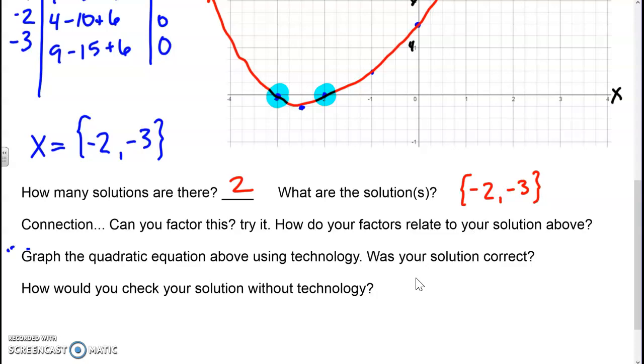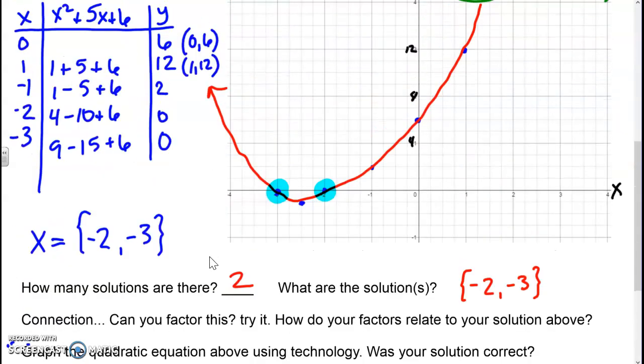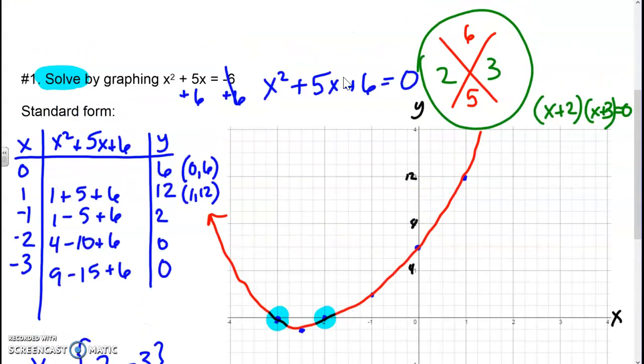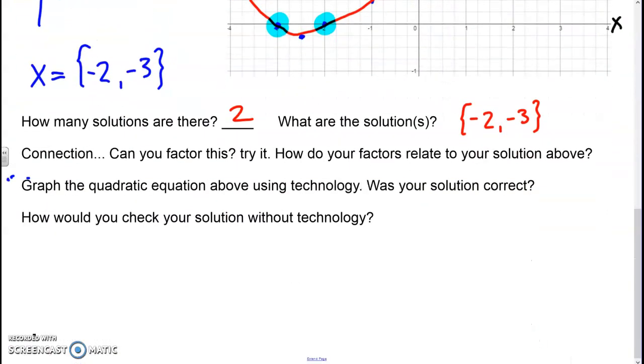Yeah. Graph the quadratic if we did that. And yeah, it's easy to check our solution. Oh, how can we check it without technology? Well, the -2 and the -3, if I would put that in for x, I would need to equal 0. If it doesn't equal 0, then we screwed up somewhere. Okay, moving on to the next page.